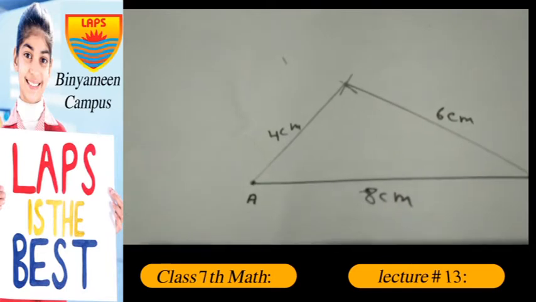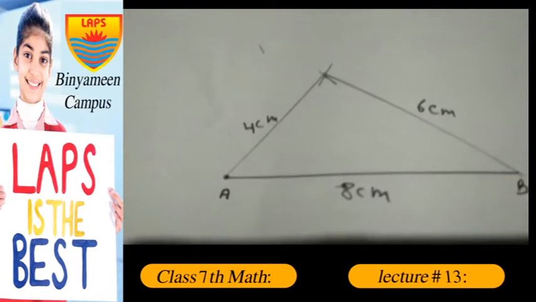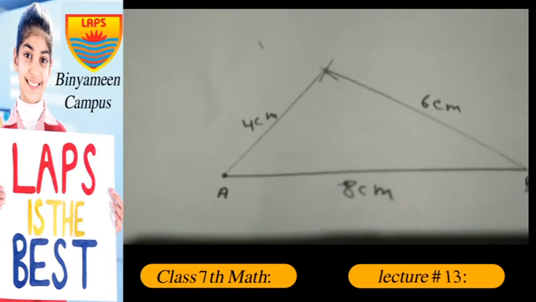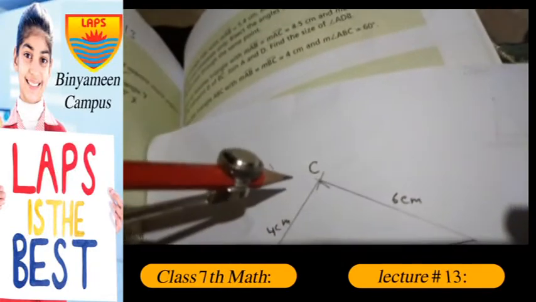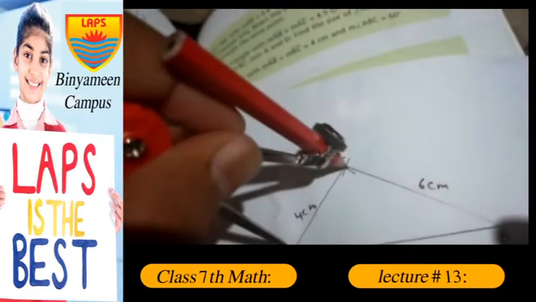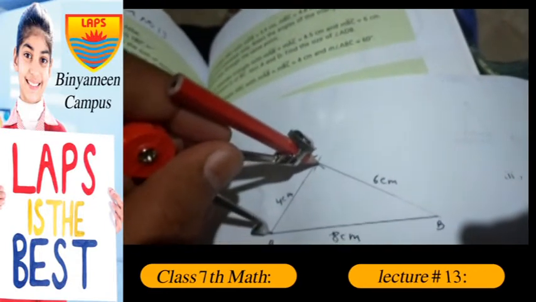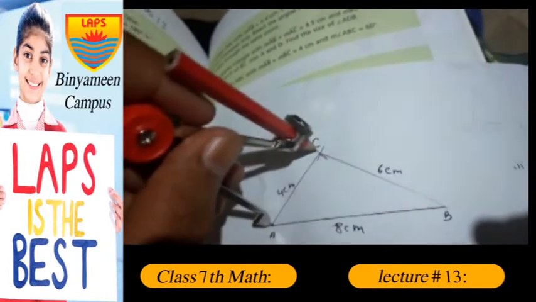Draw AB equal to 8 centimeter with the help of a ruler. Step 1. Then step 2. With A as a center, draw an arc of radius 4 centimeter. How? Look. Step 2. With A as a center, draw an arc of radius 4 centimeter at point C.